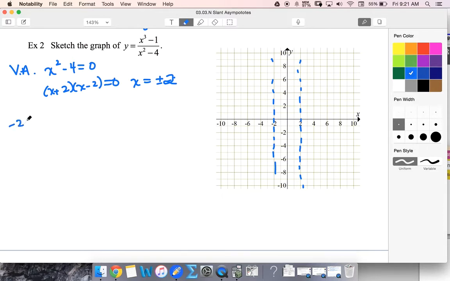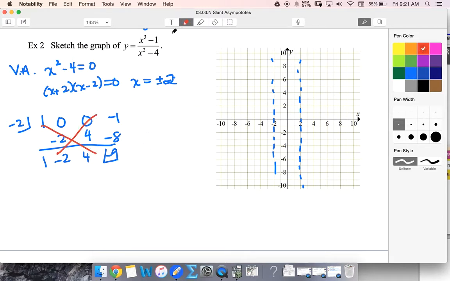So if I try negative 2, I've got 1x cubed, 0x squared, 0x, minus 1. Draw the line: 1, negative 2, positive 4, 4, negative 8, negative 9. If I use synthetic division and get a remainder, then I can't use synthetic division again. And since I need to have x cubed divided by this whole thing, synthetic division does not work, and I need to go back to long division. So let's do our long division.